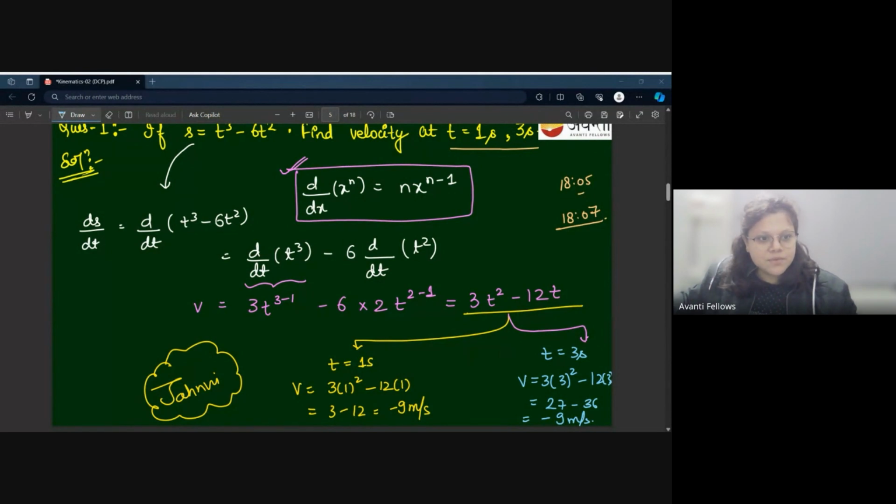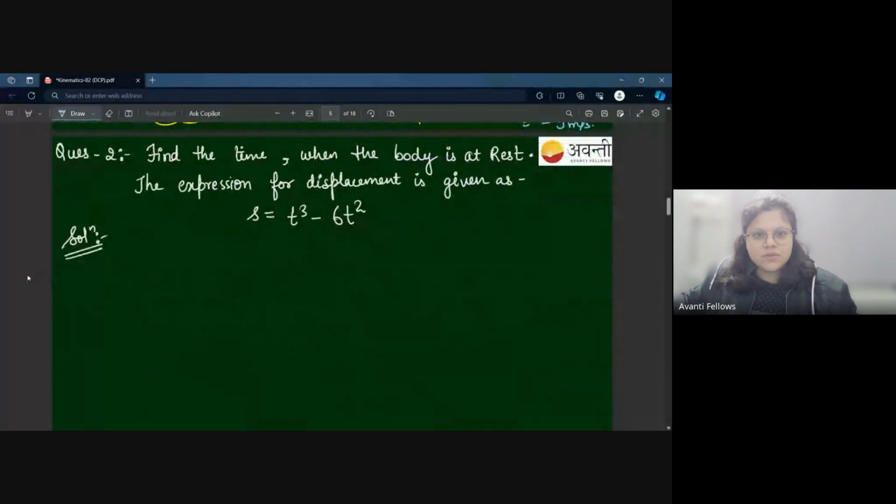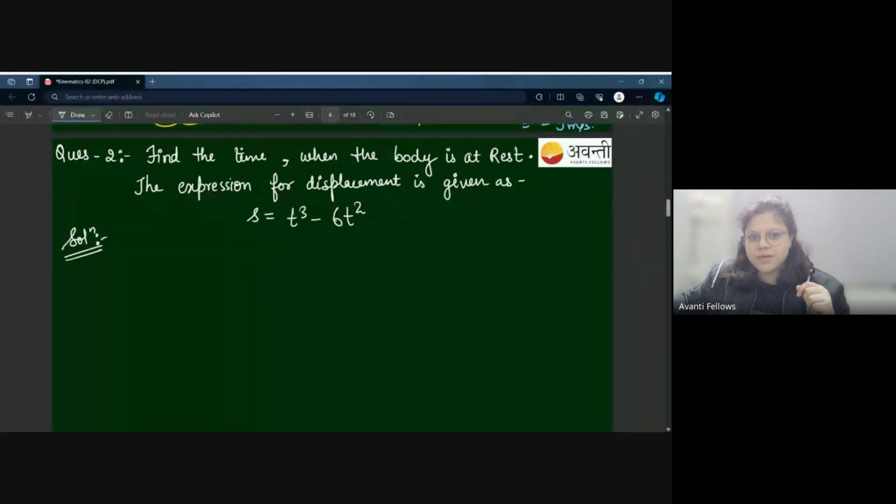Okay, let's solve this one. In this question, they are asking you to find the time when the body is at rest. The expression for displacement is given as this. Okay, you have a relation of displacement and time. You need to find out the velocity with respect to time where the body is at rest. Is the question clear to you? Yes, ma'am.